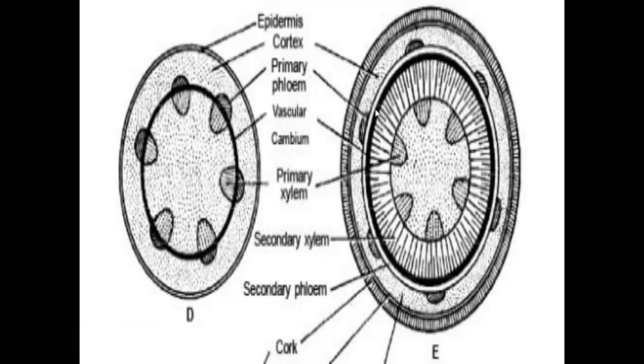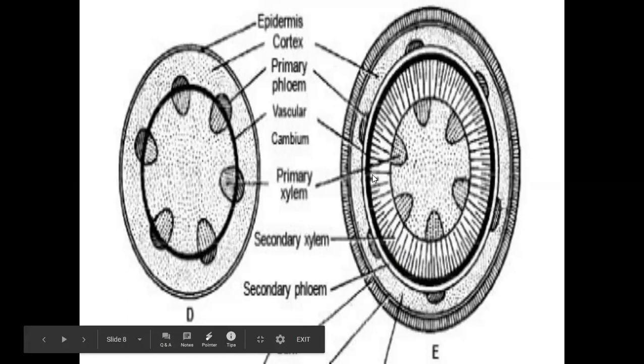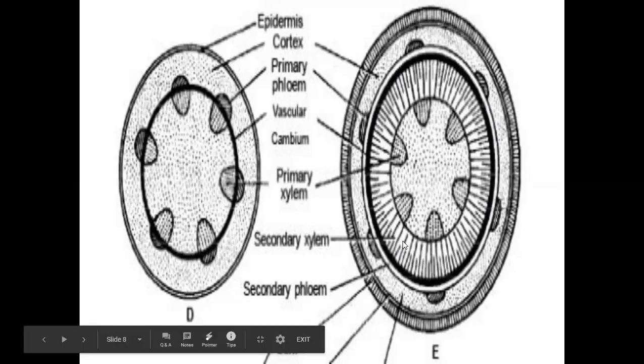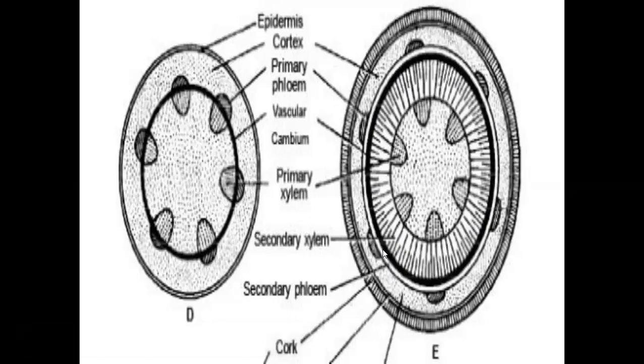Outside of the vascular cambium, secondary phloem is developed, and inside of the vascular cambium, secondary xylem is developed. It is the secondary xylem. It is the secondary phloem. See children, it is the dark layer, the vascular cambium. Below the vascular cambium, secondary tissues are developed. These are the secondary tissues. Outside of the vascular cambium, secondary phloem is developed. Secondary phloem and secondary xylem, the secondary tissues, are developed from the vascular cambium.